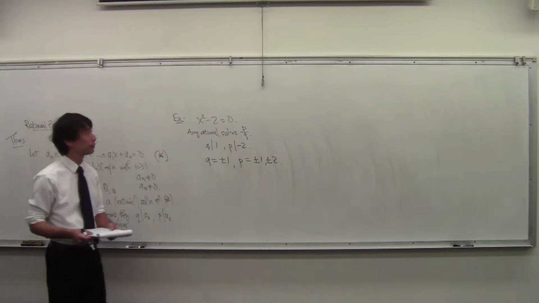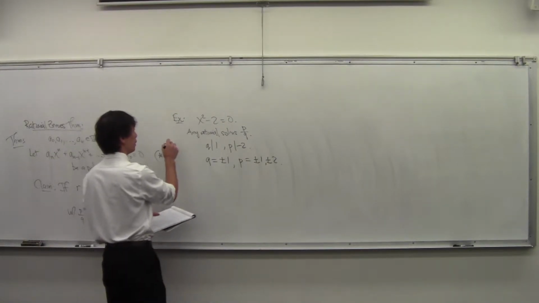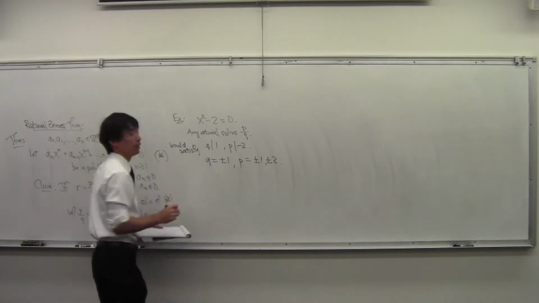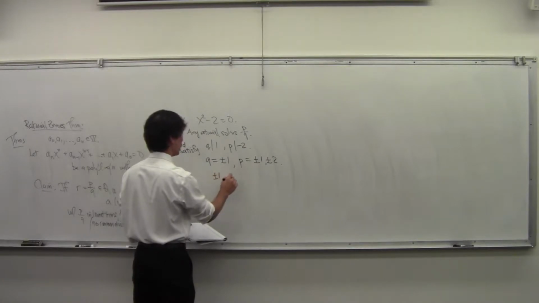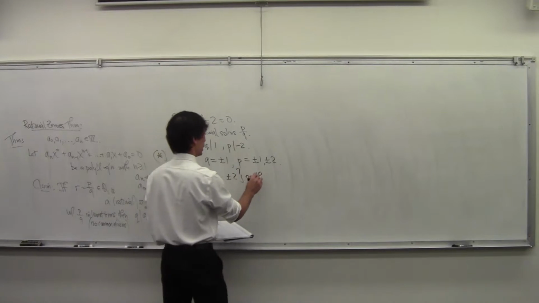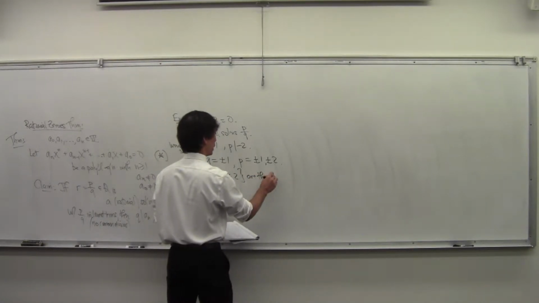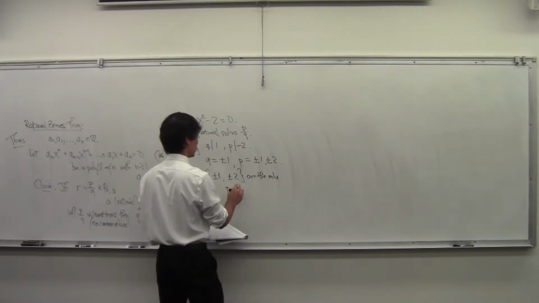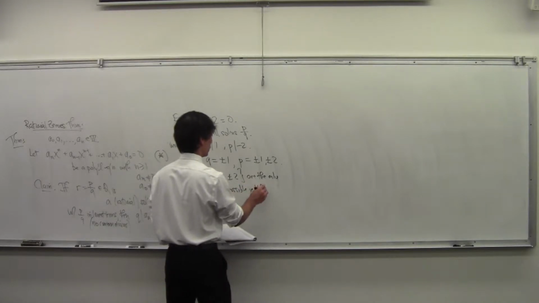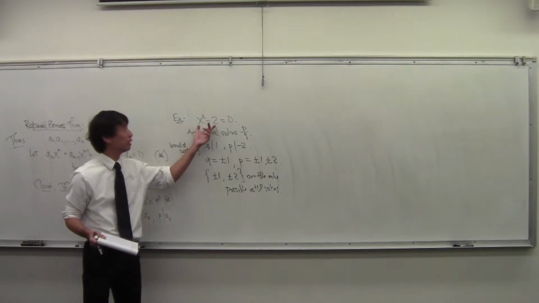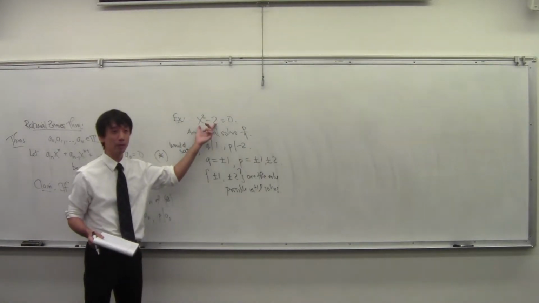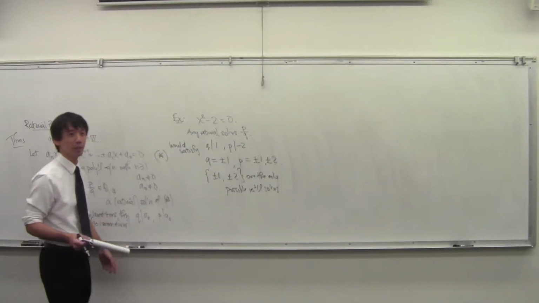Right? Would satisfy this. And so the only possible rational solutions are plus or minus 1 and plus or minus 2, right? Right, and so you see that none of these work, and so the solution of this has to be an irrational number.